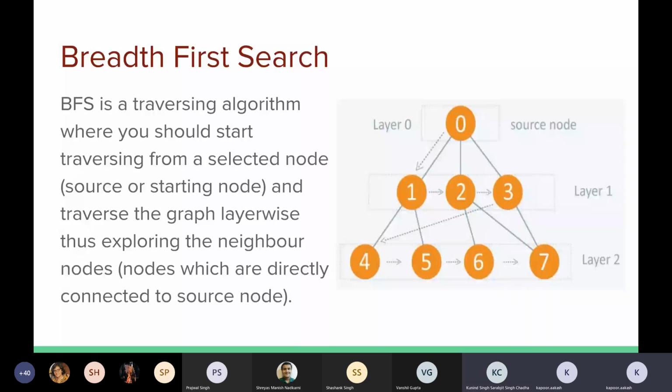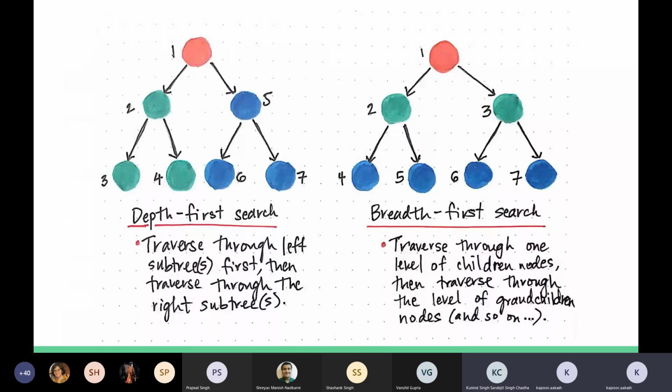Okay. Right. Let's. Okay, there's another graph which shows you the difference between these.